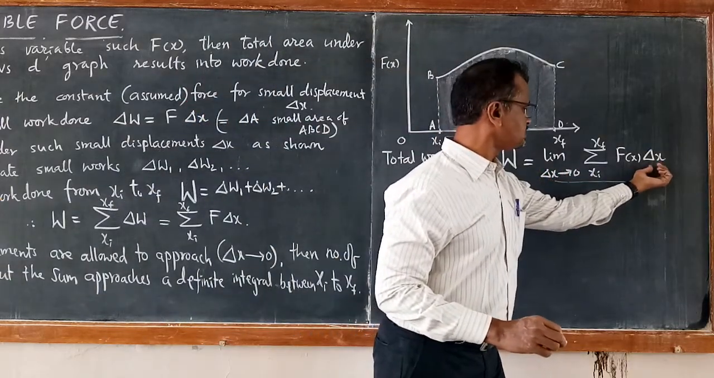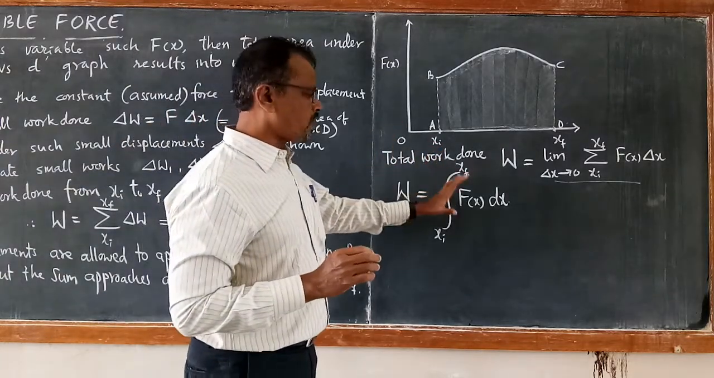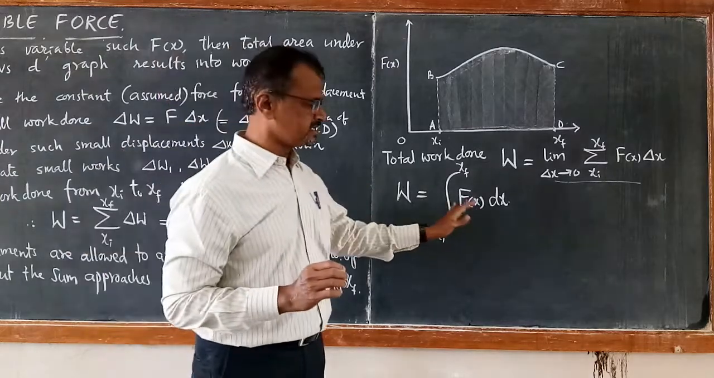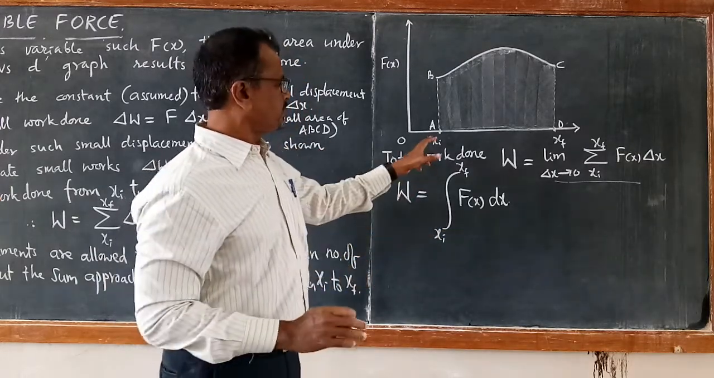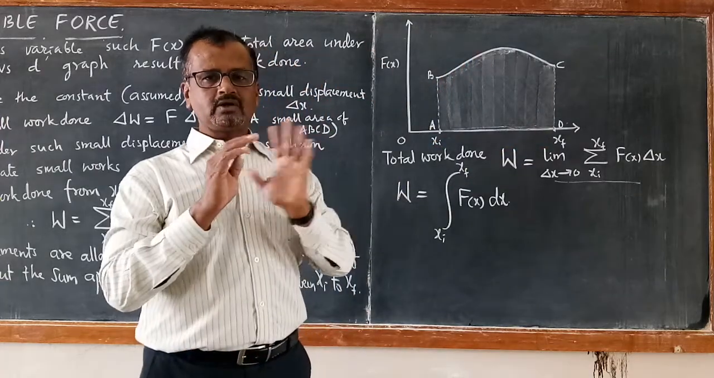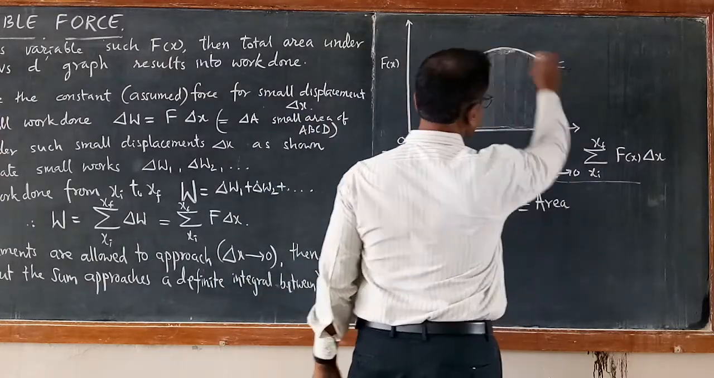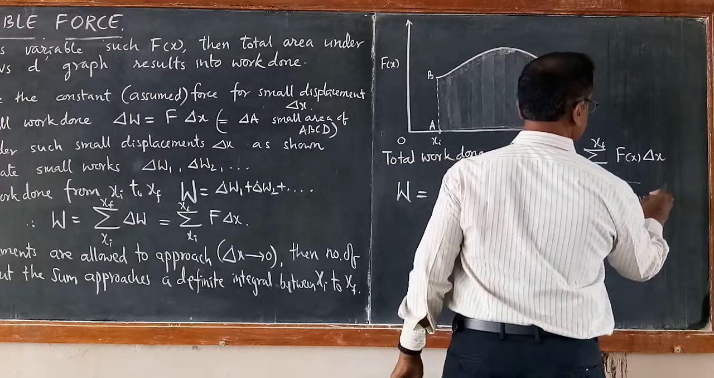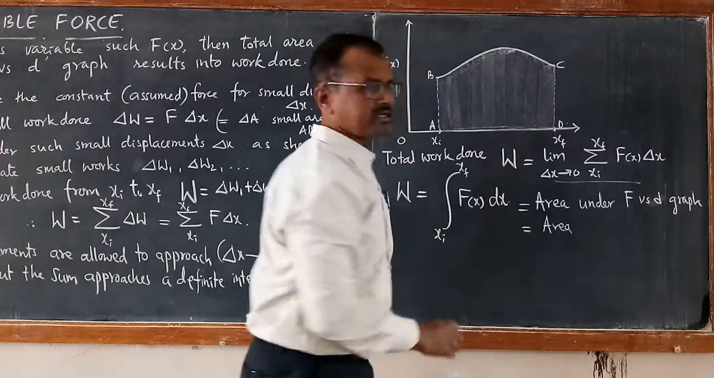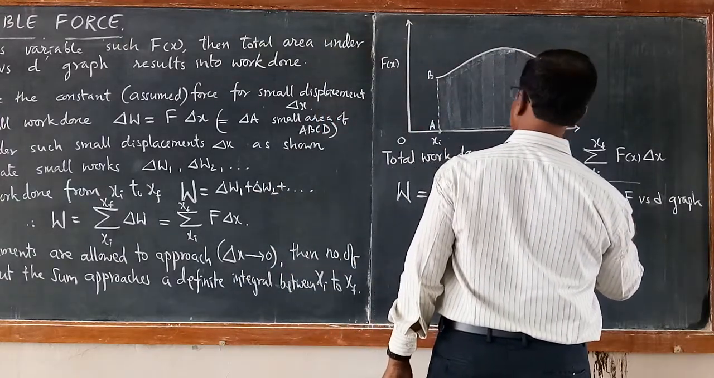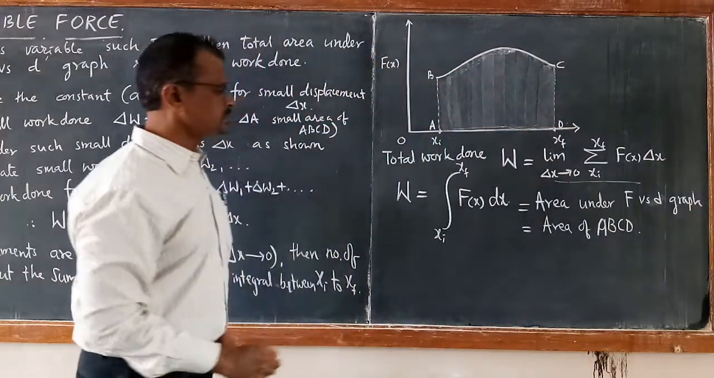Limit delta x tends to 0, as delta x now becomes dx. So this becomes the meaning of the work done by a variable force, where f(x) is a variable force which is a function of x. So this gives us the exact value of total work done in carrying the body from xi to xf when the force is not constant, when the force is variable. So this definitely gives us the entire area under the force versus displacement graph. That is nothing but the area of this irregular surface, area under ABCD. So this is the integration.